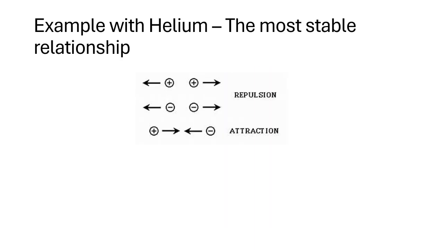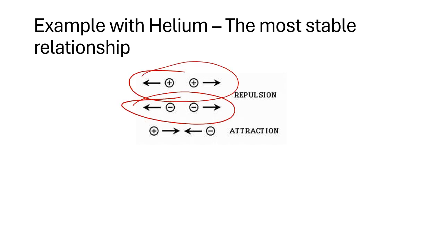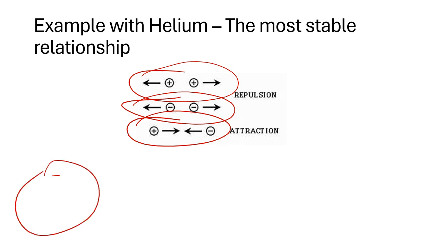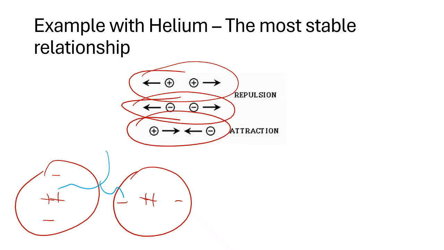So I'll show you what I mean here. You know that protons will repel, electrons will repel, protons and electrons will attract. So if we have a helium atom with 2 protons and 2 electrons, there is a brief dipole moment where these electrons are attracted to those protons.